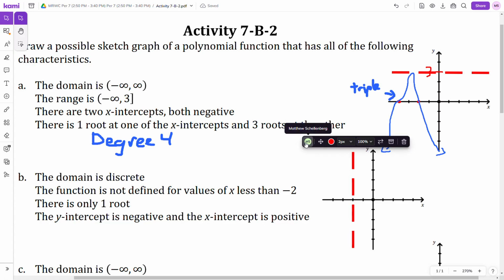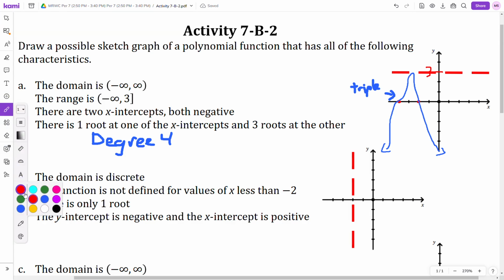There's only one root. The y-intercept is negative, and the x-intercept is positive. Okay, so we have a y-intercept negative, so let's mark that down here. An x-intercept is positive. Let's mark that right here.